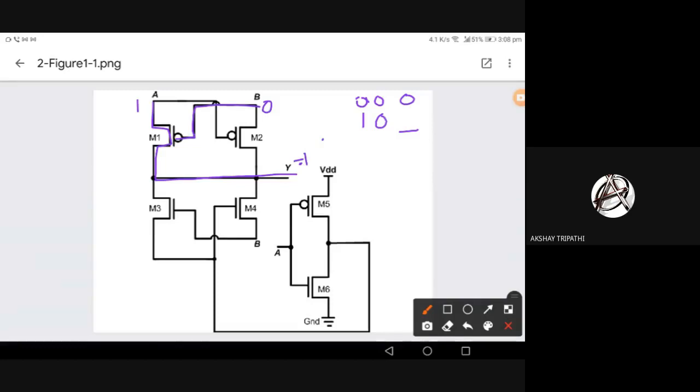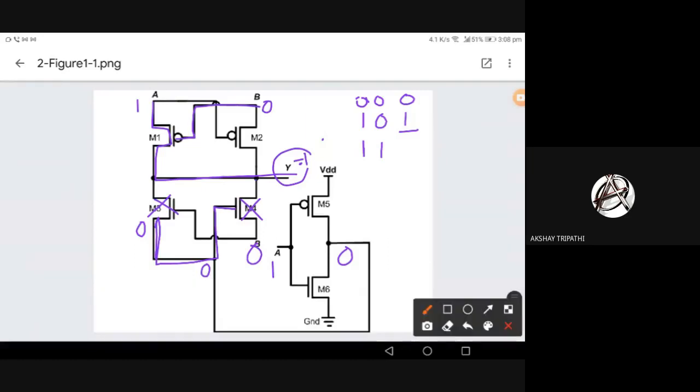From the top I'm getting 1, Y equal to 1. So let's see the bottom part: A equal to 1, so A bar equal to 0. So 0 is coming to this point. Now 0 is going to M4, so M4 is off. Now 0 is also coming to the source of M3. Let's see the status of M3. M3 is also off because B is 0. We can see both M3 and M4 are off in this case, so Y remains 1. So in the second case, when A is 1 and B is 0, we got output 1. Now let's see if A is 1 and B is also 1, what change will happen.